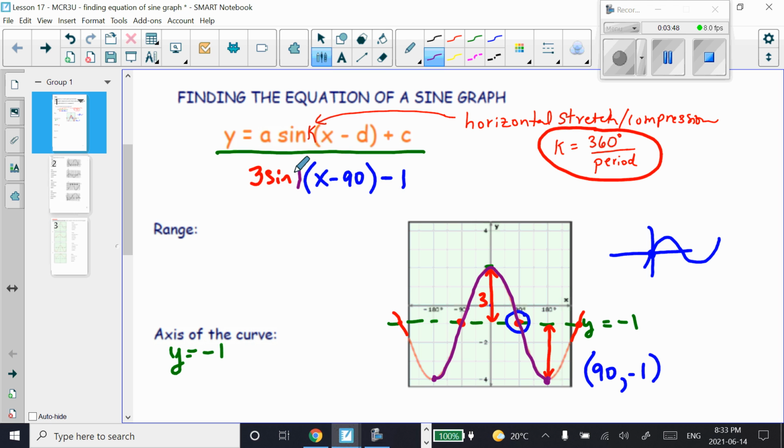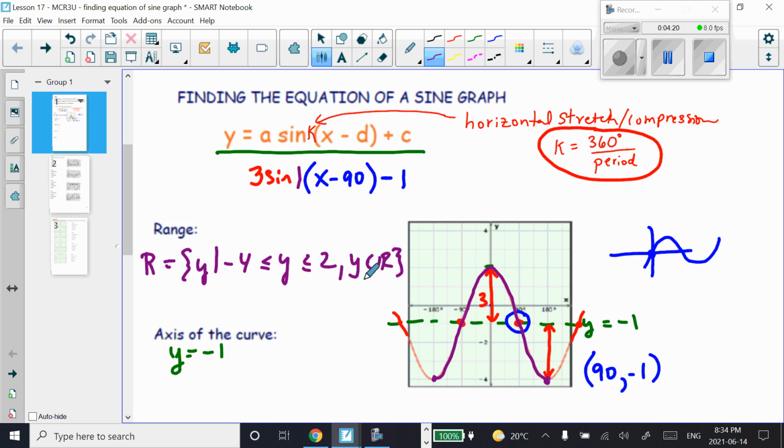Sometimes there's a horizontal stretch or compression where the period is different, and then that affects the K that goes in front of the bracket there after the sine. So that's our equation. Our range is R equals Y such that the min and the max, right? So the range is between -4 and 2. And then Y is in the real number system.